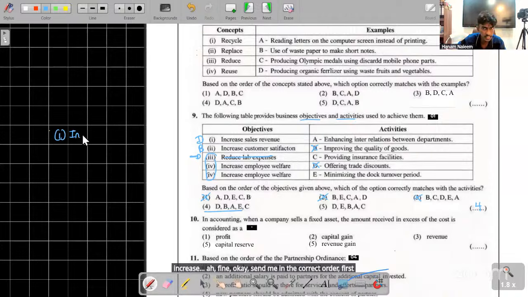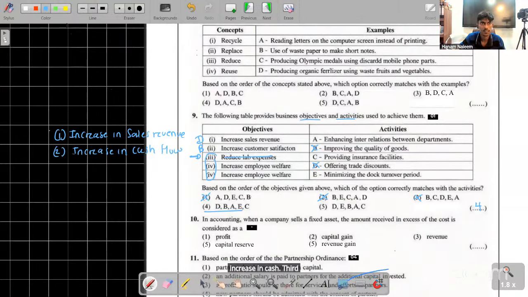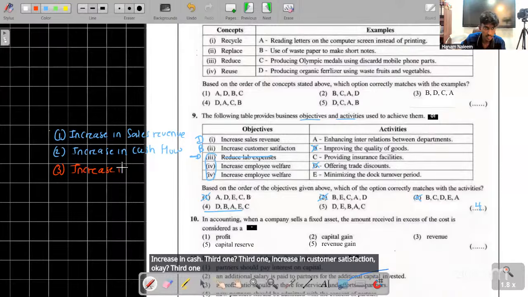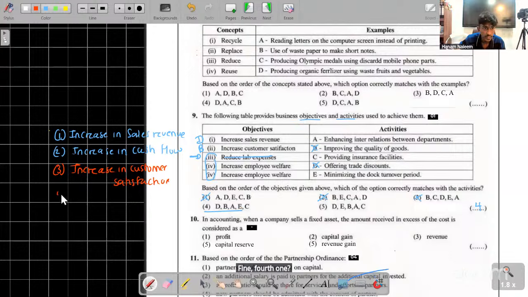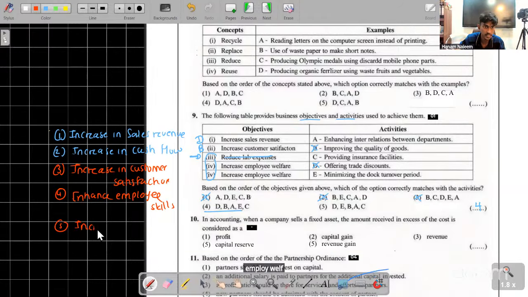First one is increase in sales revenue. Fine. Second one is increase in cash flow. Thank you. Third one, increase in customer satisfaction. Fine. Fourth one, enhance employee skills. So if there is any error, make the change. Enhance employee skills. Last one, employee welfare. Okay, increases the employee welfare.